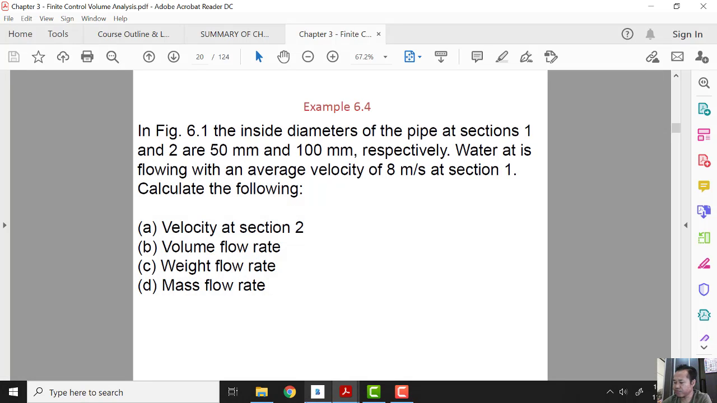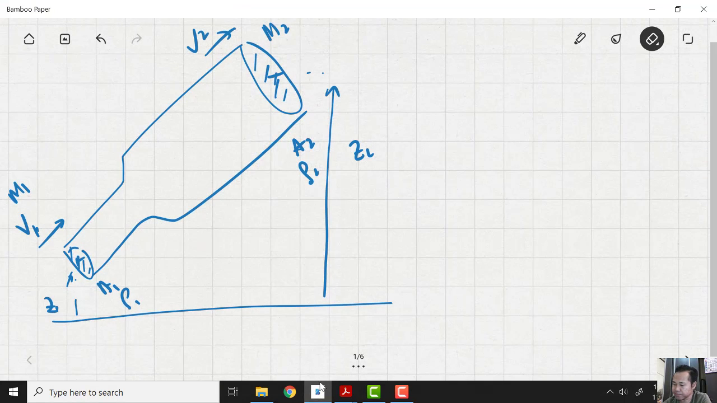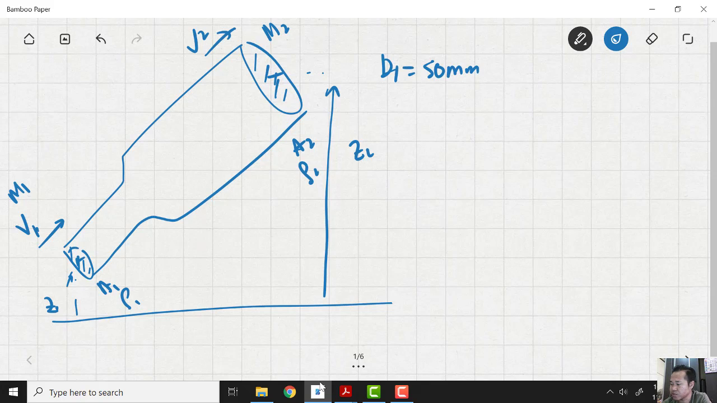They want us to find four items. They're giving us the diameters: 50 mm and 100 mm. So D1 is 50 mm. We change it into meters, so we divide it by 1000, giving 0.05 meters. Then D2 is equal to 100 mm. Remember to change the unit: 0.1 meter.